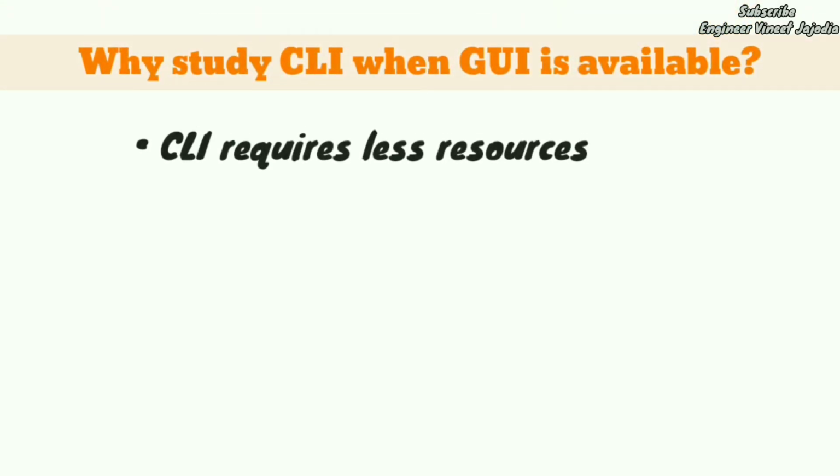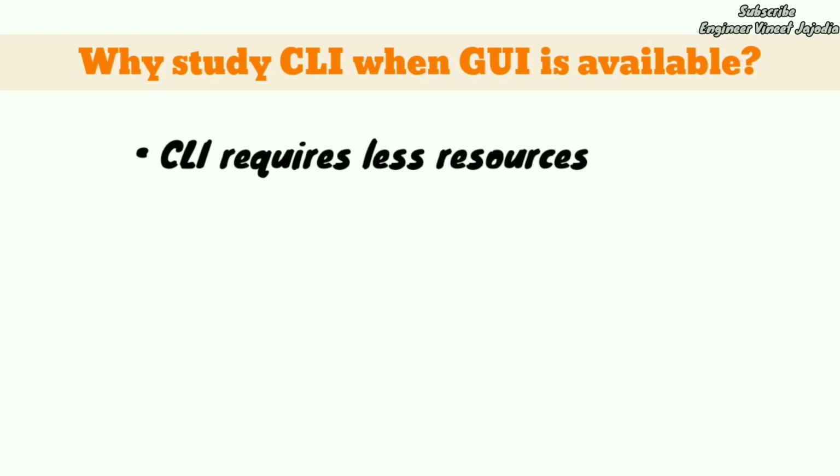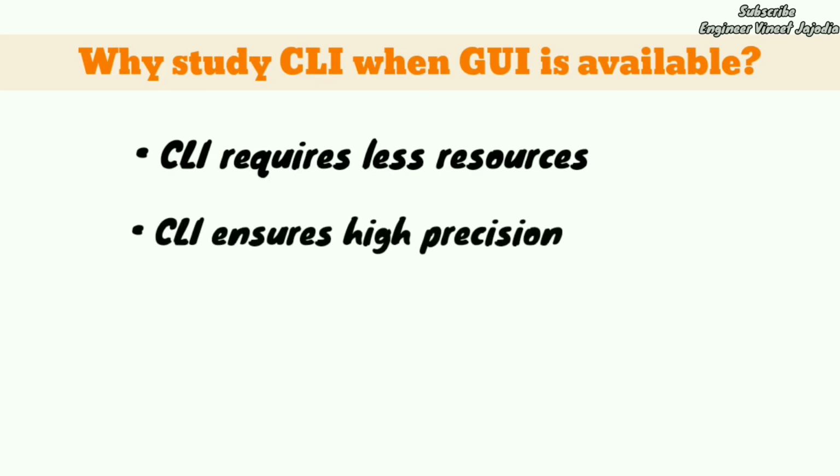So the first point is that CLI requires fewer resources. For GUI, you require a mouse also with your system. But for CLI, you don't need a mouse, you need a keyboard, and you can interact with the system very easily and perform similar tasks with minimum resources. So this was the first point, it requires fewer resources. The second point is that it ensures high precision. You can send a specific command to a specific destination very easily. So this was the second point.